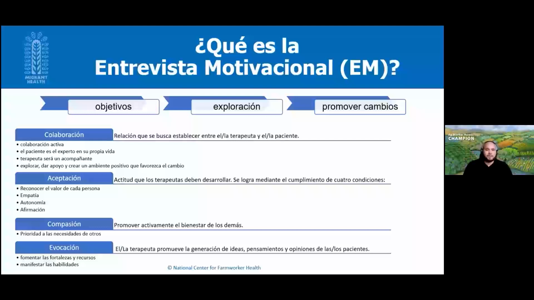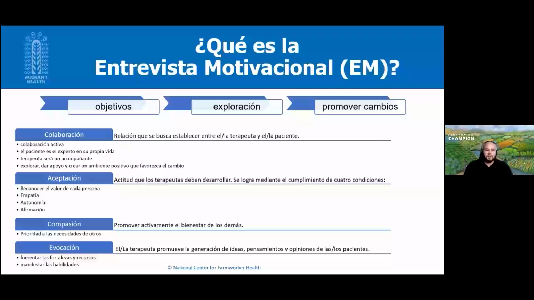Secondly, acceptance. Acceptance is an attitude that the therapists need to develop. And we do this by meeting four different conditions. We must recognize each person's inherent value. Every person is a unique human being, and we're all distinct. Every person, you compare them to everybody else.